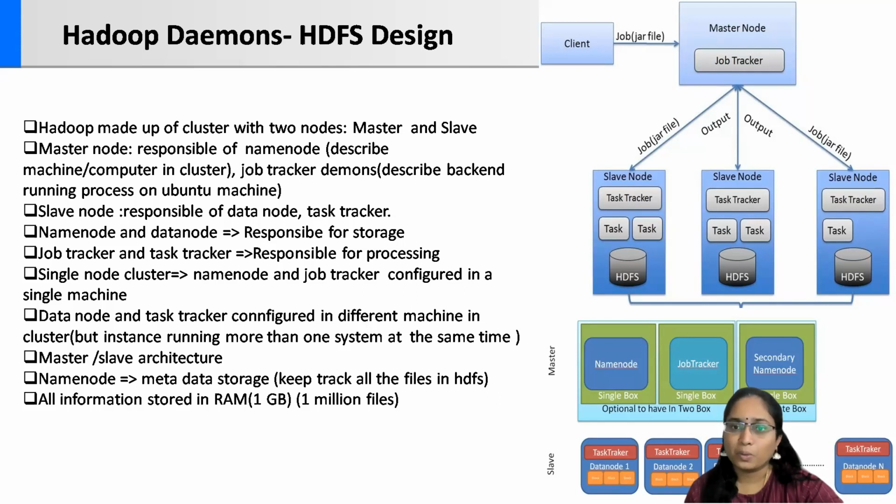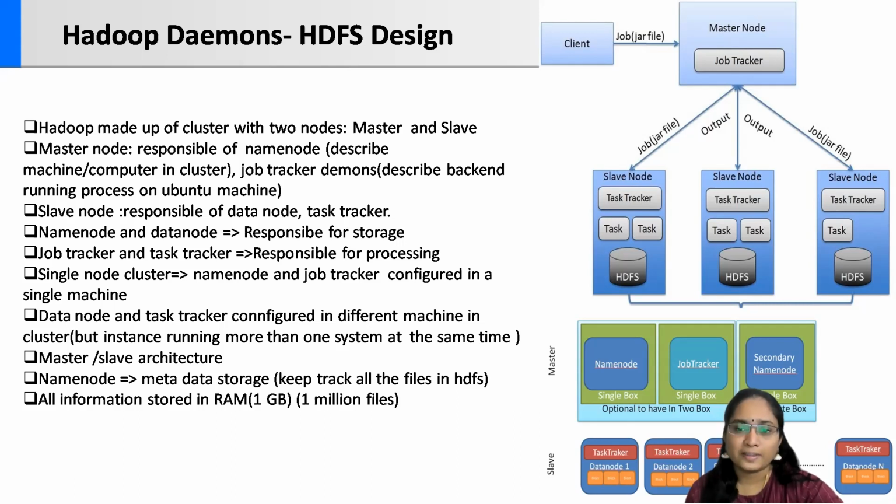The next node we are going to see is the slave node. It's mainly responsible for the data node, and it has the task tracker. So what is the use of the master node? We can say that the name node is responsible for storage, and the job tracker and task tracker are mainly for processing.